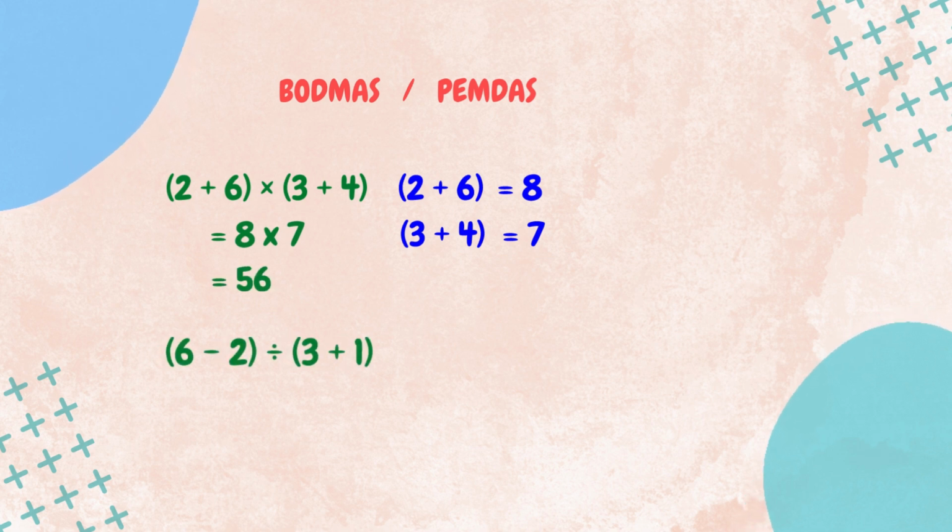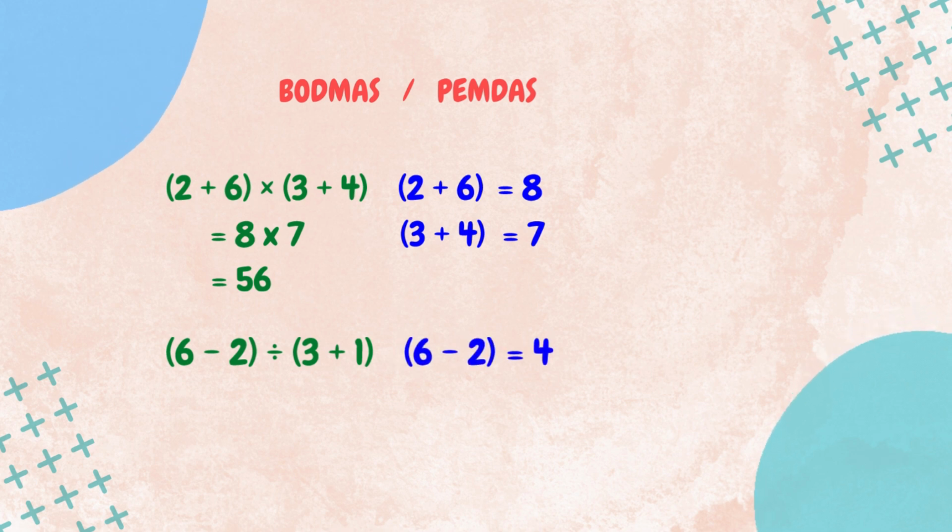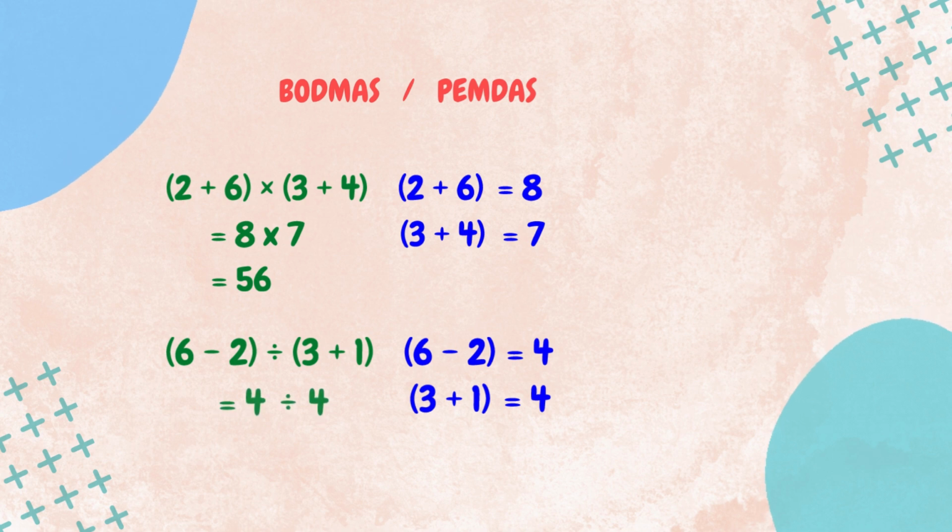Work out (6 minus 2) divided by (3 plus 1). We work out the brackets first. 6 minus 2 gives 4, and 3 plus 1 gives 4. Then 4 divided by 4 gives 1.